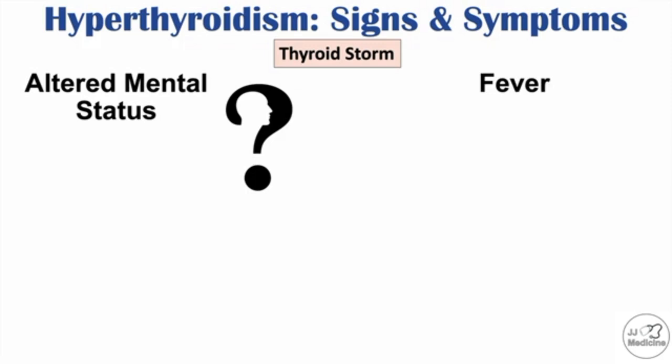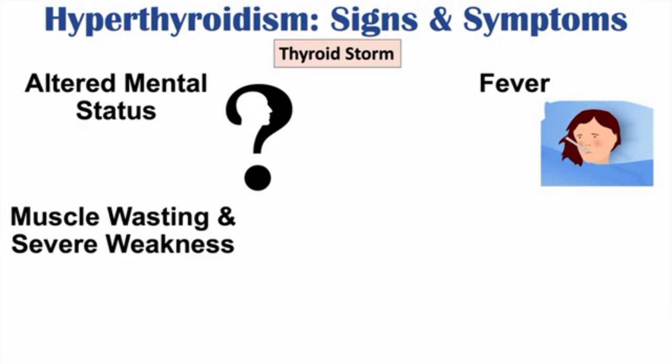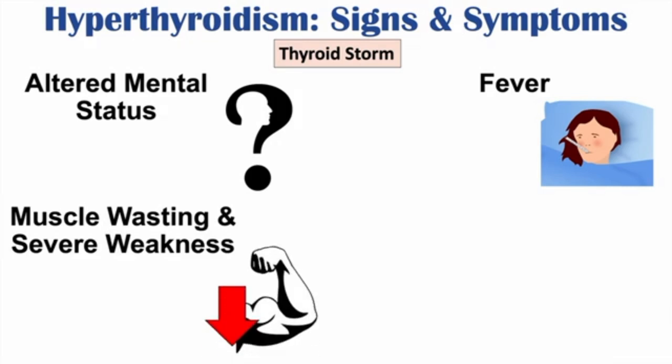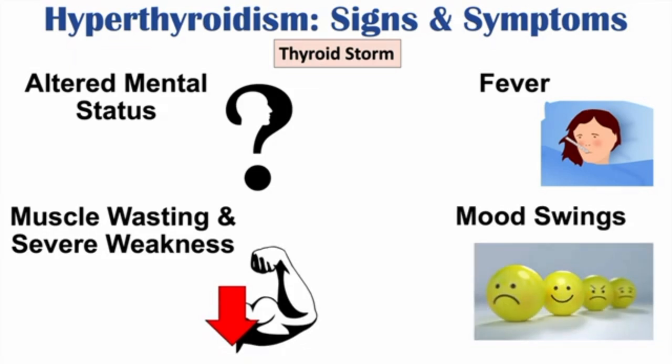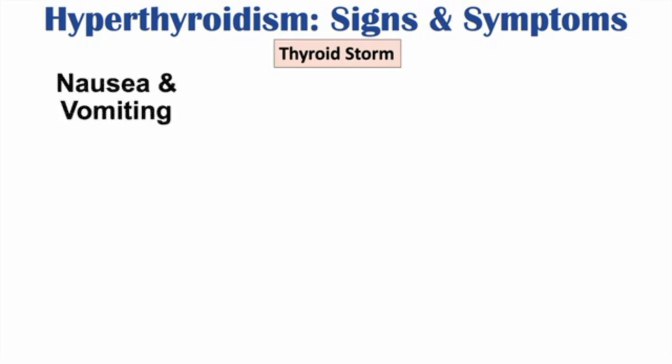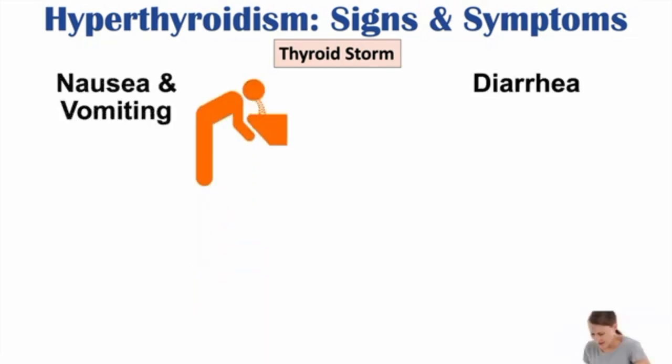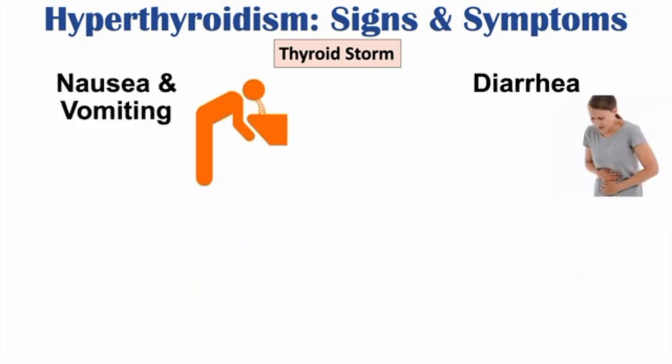We can also see fever. So fever can occur in patients who are experiencing a thyroid storm. Muscle wasting and severe weakness is something that also can occur in thyroid storm. And then we can see mood swings. So mood swings can also occur in thyroid storm. These are very important to recognize. Some other signs and symptoms of thyroid storm include nausea and vomiting, diarrhea. So we did mention before that there is oftentimes diarrhea in patients who have hyperthyroidism, but in thyroid storm, we can see this even more significant.